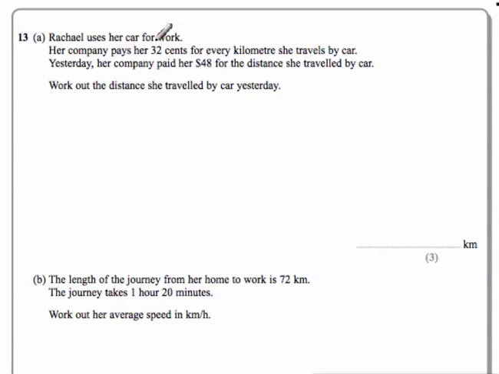So, her company pays her 32 cents. So this is American currency, obviously. 32 cents for every kilometre she travels. And yesterday her company paid her $48. Well, the problem at the moment is that this is in cents and this is in dollars. So I would probably convert this to dollars. Okay, so this is 32 cents, you would write that in dollars as 0.32. You know, there's 100 cents in a dollar, just as there are 100 pennies in a pound.